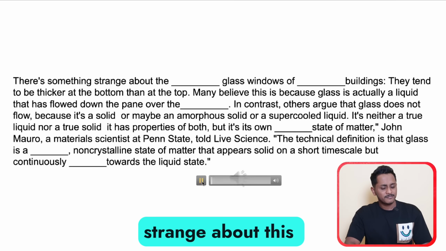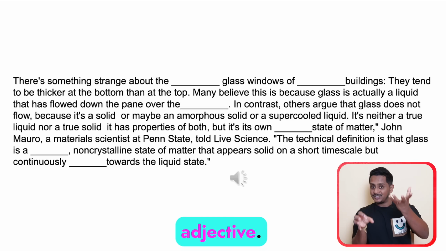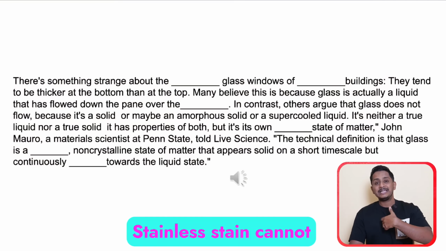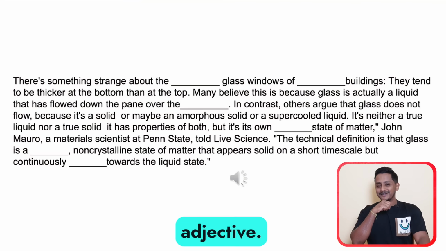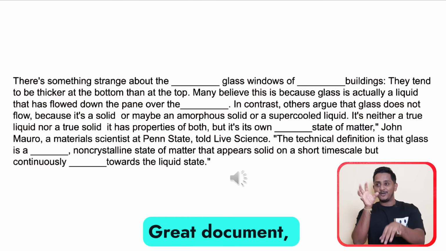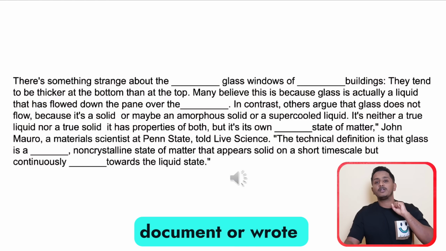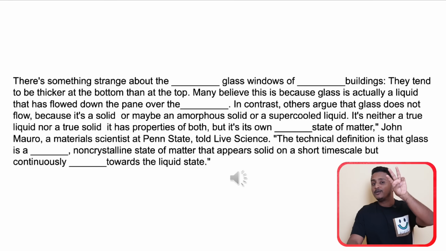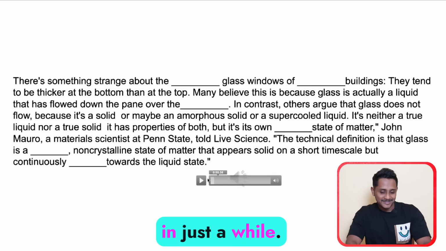There's something strange about the stained glass window. Stained. Now glass is a noun, and before a noun comes an adjective. Stain, stainless, stain cannot be an adjective. Verb 3 can be an adjective. Written document. Document is a noun. Before a noun, an adjective: great document, lovely document, good document. Written, you don't say write document or wrote document. It's written, verb 3. Stained glass, ed has to come. I'll show the answers in just a while.